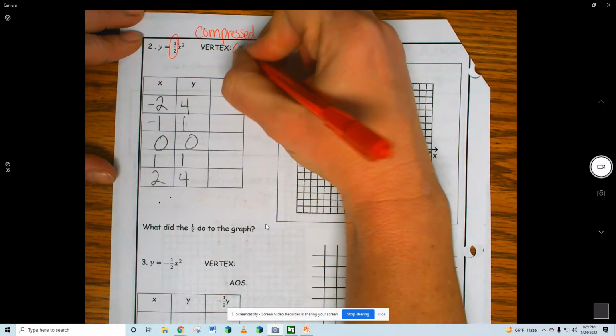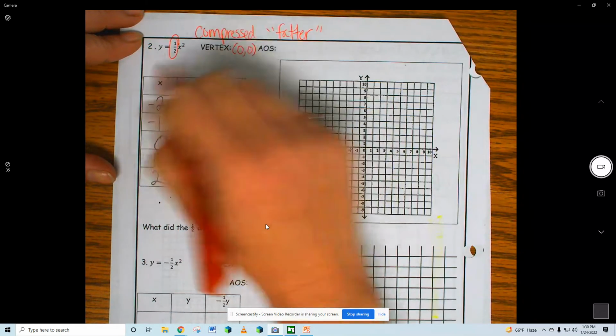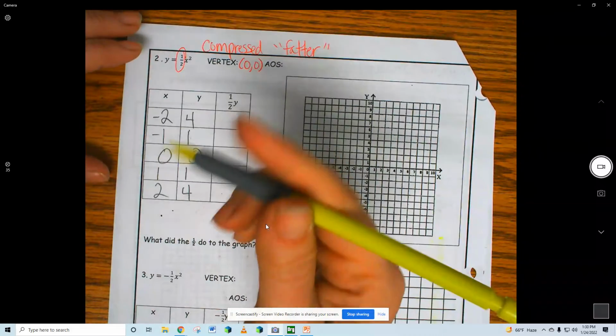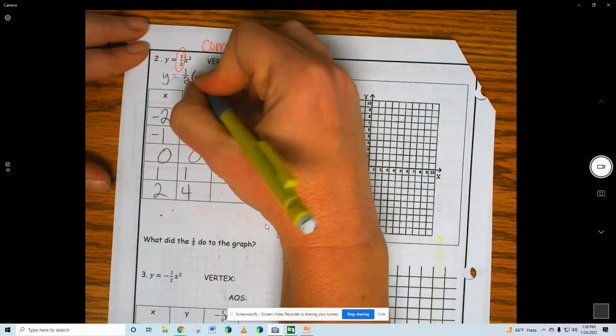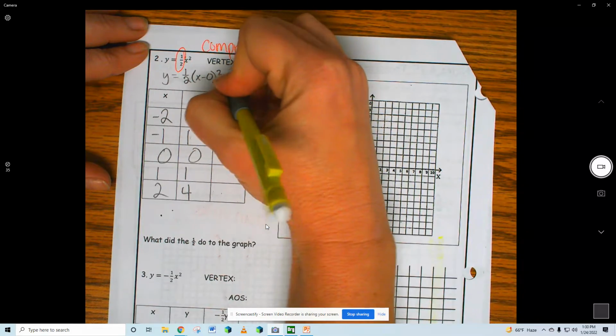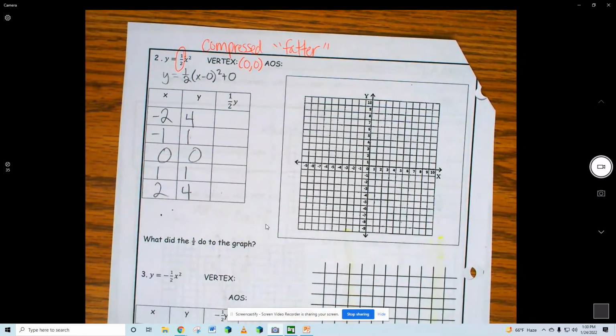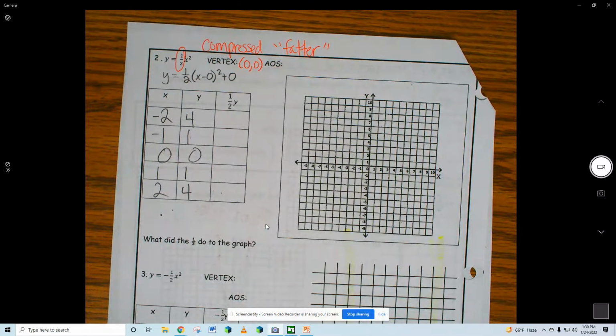My vertex is still going to be 0, 0, because if I were to expand this out, check this out. Y equals 1/2 x minus 0 squared plus 0. So there's no vertex movement. It's just at 0, 0. But we don't write the zeros. So instead of writing all this 0 stuff, we just write 1/2 x squared. This extra 0 is a waste of our time. So I'm just going to write 1/2 x squared.